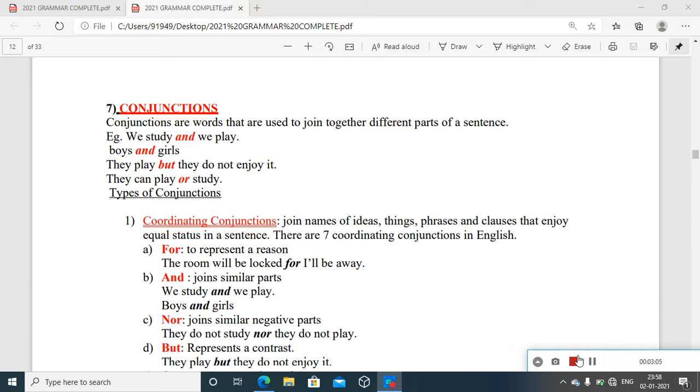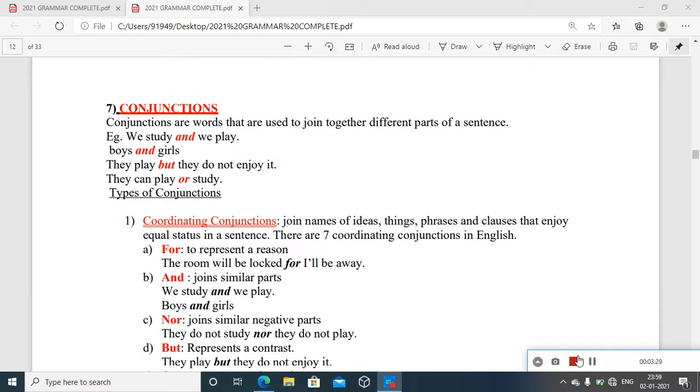Another one. It is about giving you an alternative, a choice. They can play or study. Choices are there. So they can play or study, with another conjunction, or. Otherwise, you have to say they can play, full stop, they can study. Instead of that, you can mention it just by joining with the or.